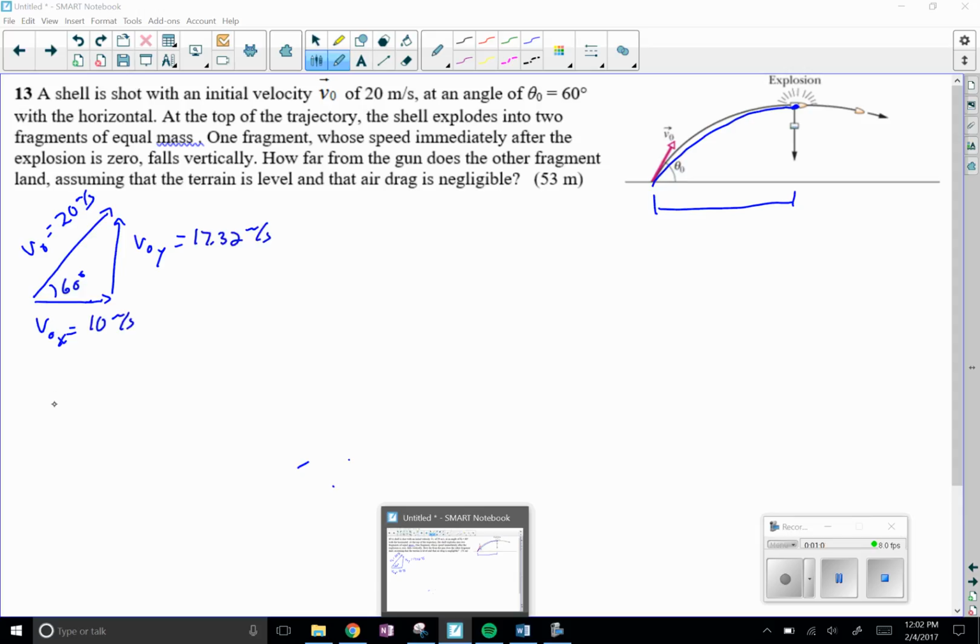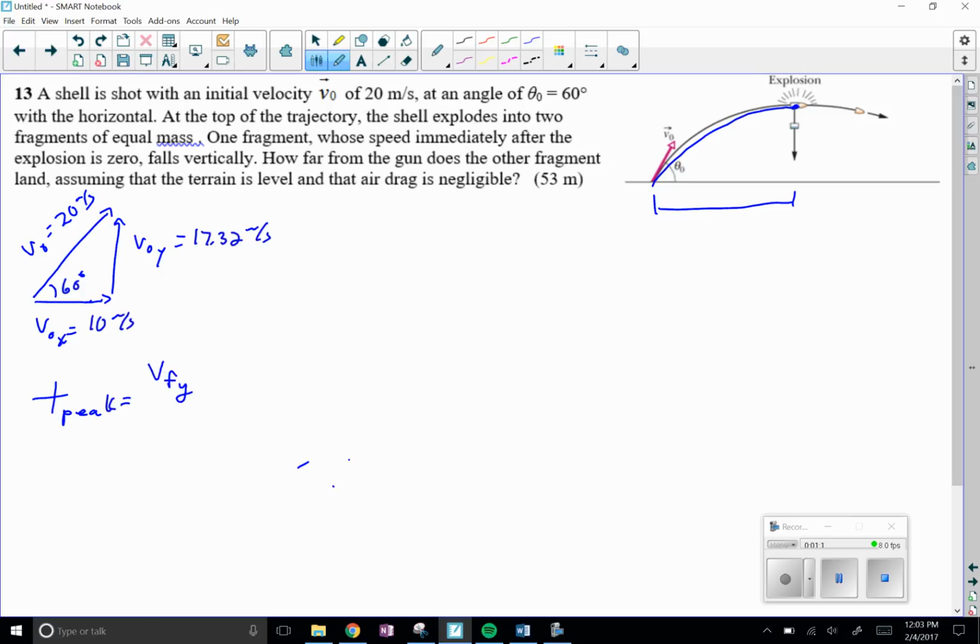So to get to the top, here's what we know. T peak. Well, here's an equation. I know that time is Vfy minus Viy all over my acceleration vertically, right? So at the peak, my Vfy is 0, my Viy is 17.32 meters a second, my acceleration vertically is negative 9.8 meters a second squared. So the time to get to the top of the path turns out to be 1.77 seconds.